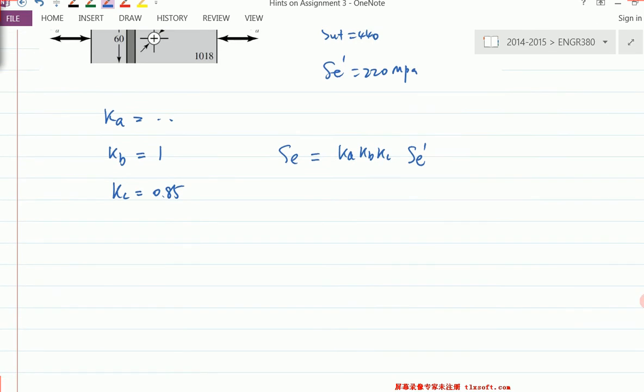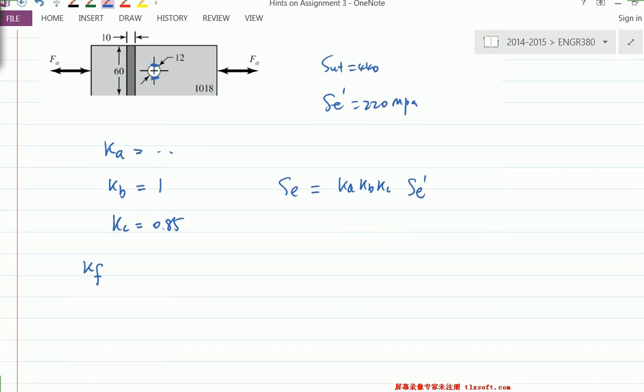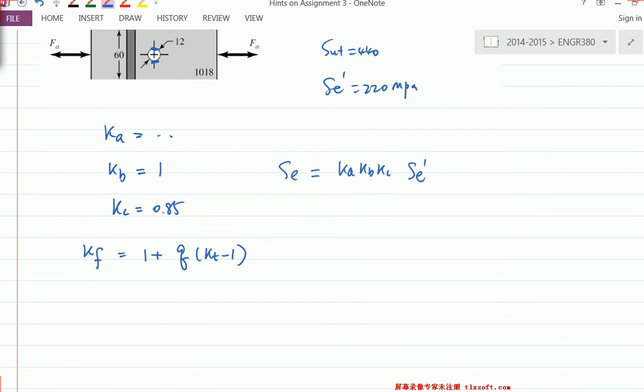Once you get this, then you need your Kf, the fatigue stress concentration factor. Because there is a hole right here, the stress will concentrate at the top and the bottom here. That's the location where you're going to see the maximum stress, because of stress concentration. So for fatigue stress concentration, this is the normal stress, so it's Q times Kt minus 1. Again, you can use either the table or the formula to calculate. Either one of them.